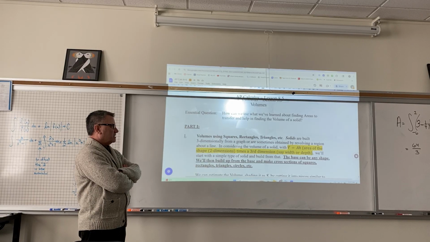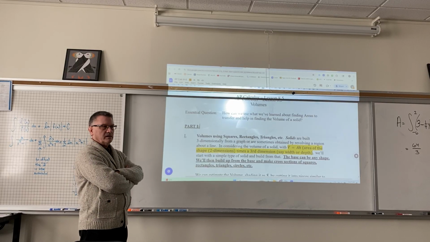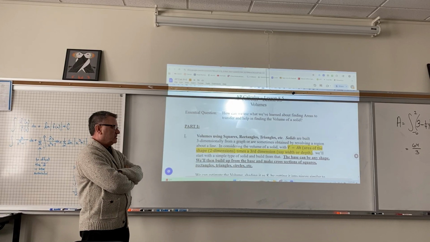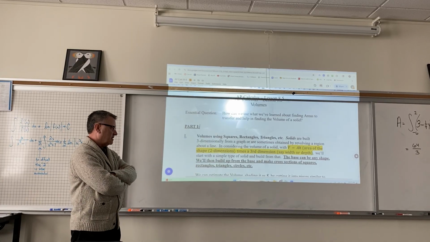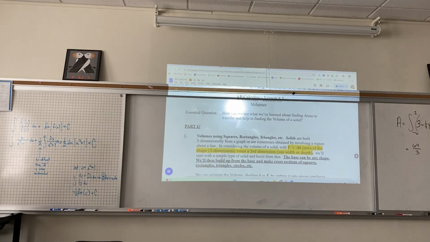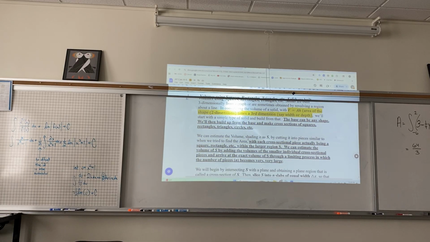Yeah, we're going to start with kind of simple shapes and then build on that. The base can be any shape, and then we're going to build up from the base and make cross sections. That's going to be the key. We're going to make cross sections using some shape. Squares, rectangles, triangles, circles, that's what's going to be coming out at you. Semicircles, something like that. Okay, so let's break this down very simplistically, hopefully. We can estimate the volume.